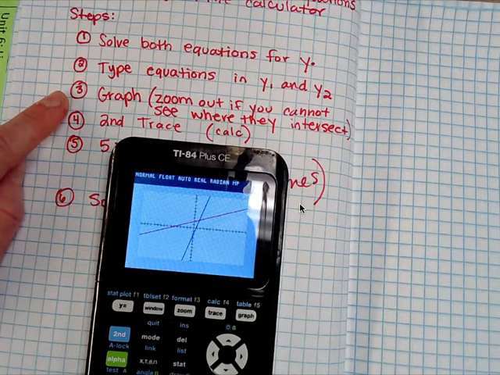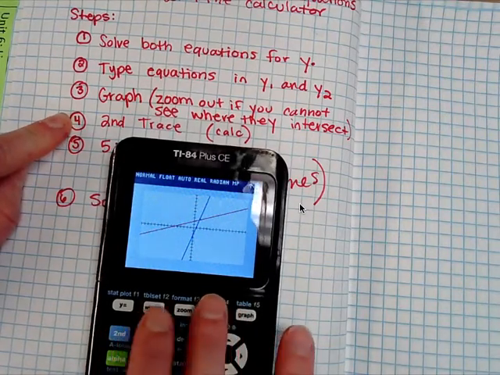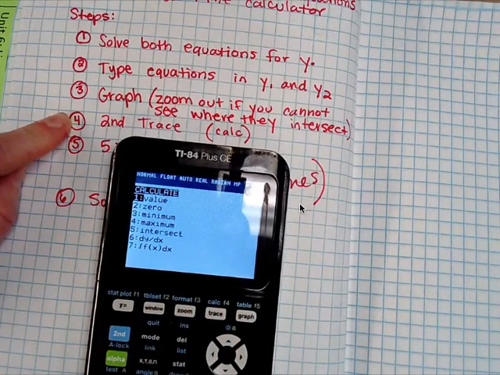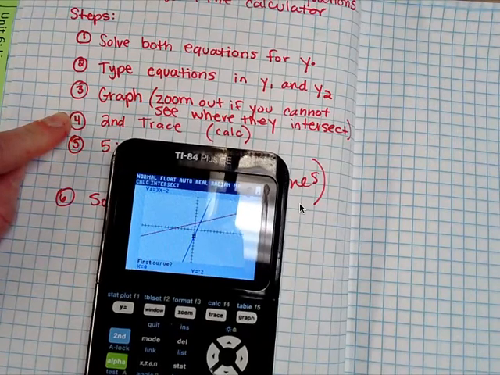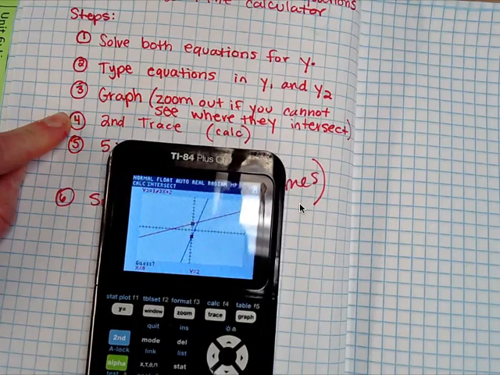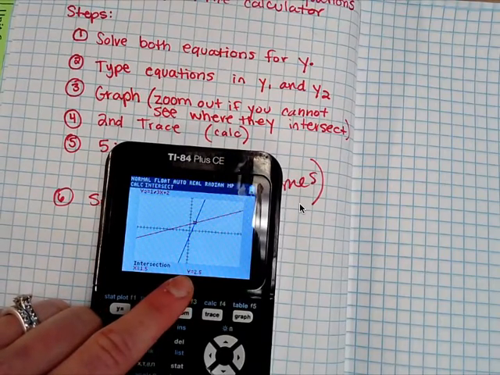Okay, we can see it. We don't have to do any zooming. Number 4, second trace. Number 5, and then hit enter 3 times. 1, 2, 3. 1 1/2, 2 1/2. Pretty cool, right?